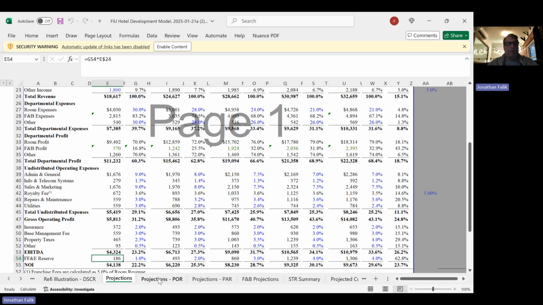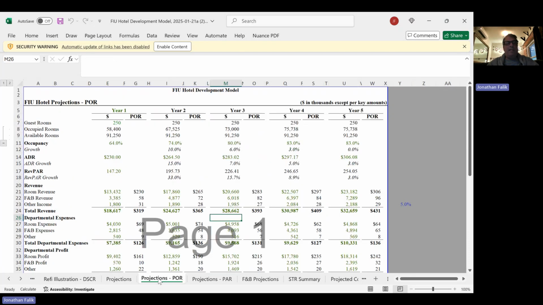Years 1, 2, 3, 4, 5. Then you should have the next tab as well. Okay, it's the same dollars in year 1, 2, 3, 4, 5, but instead of margins and percents of revenue, we have per occupied room. Okay, so this here, $230, is the room revenue per occupied room.